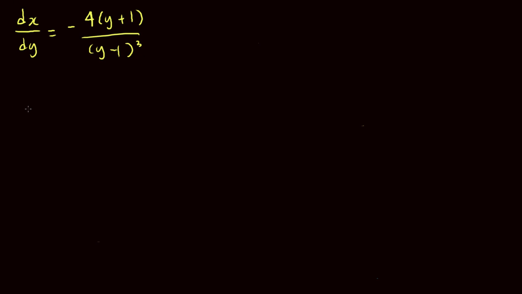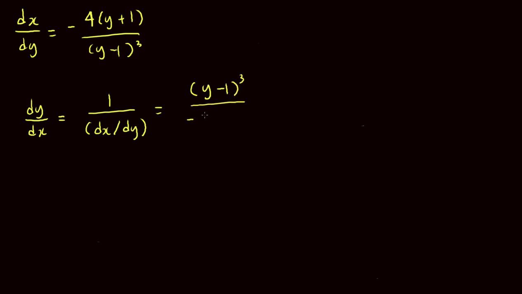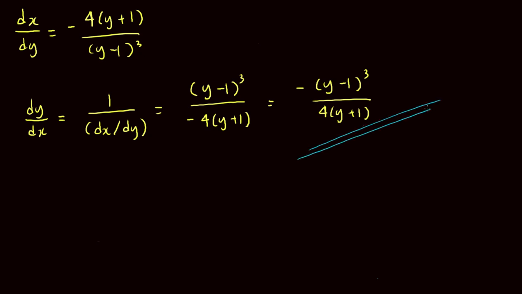From the inverse rule we know that dy/dx is just 1 over dx/dy. So we just flip the numerator and denominator, and we end up having (y minus 1) cubed over negative 4(y plus 1). Rewriting it again, we have negative (y minus 1) cubed over 4(y plus 1), and that's basically our answer. So that's what you're looking for. We've managed to prove it already.